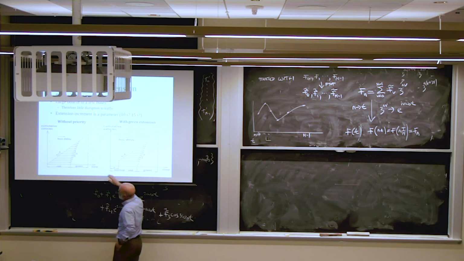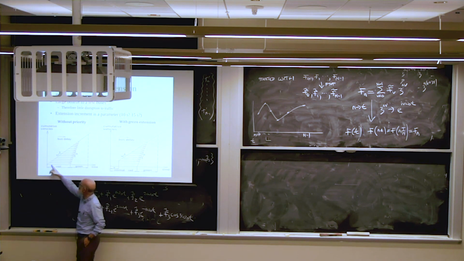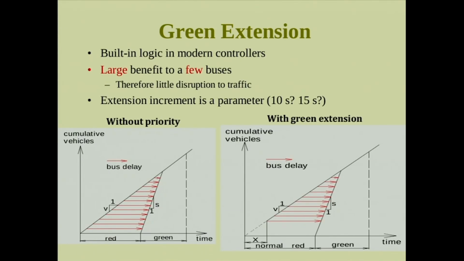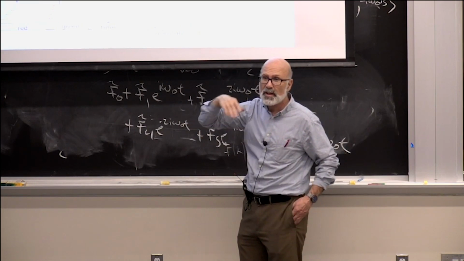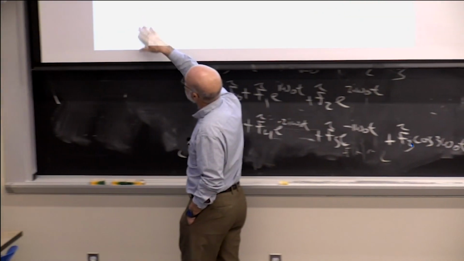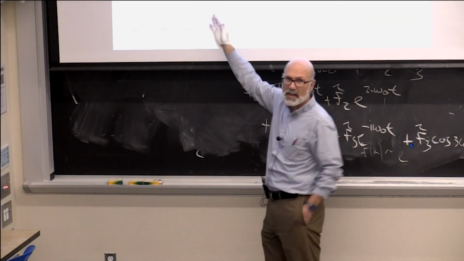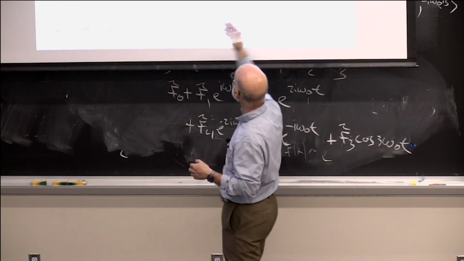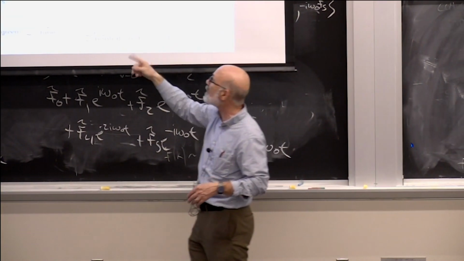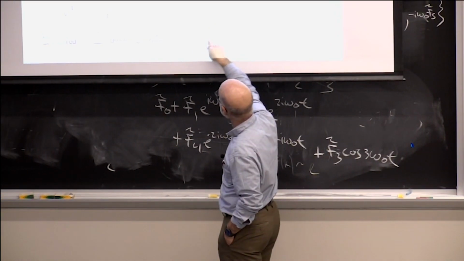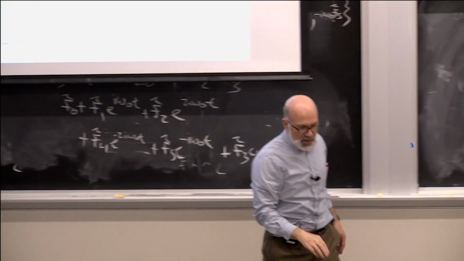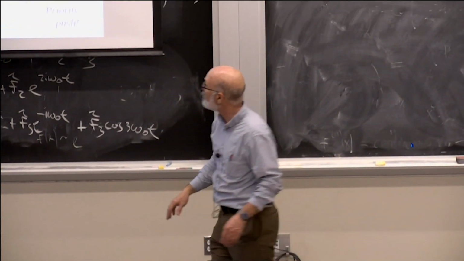So for the bus with a green extension, instead of red starting at time 0, the red actually doesn't start until here. So buses that would have arrived and been delayed now aren't. Buses that arrive after the extension time are still delayed. So the possibility for delay, which is represented by the red area, there's less of it, and you find the average horizontal length between these lines, and then you do a little bit of geometry.